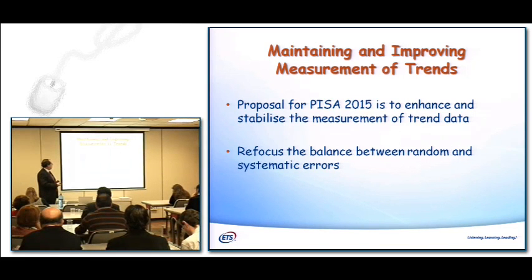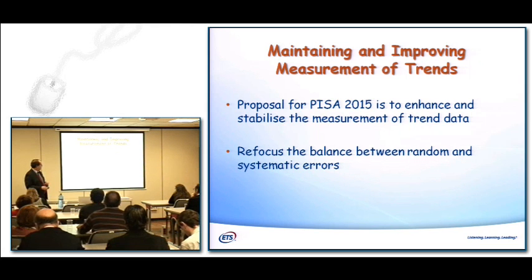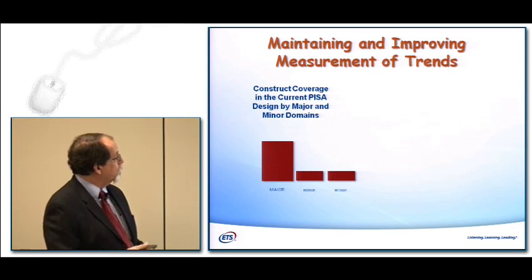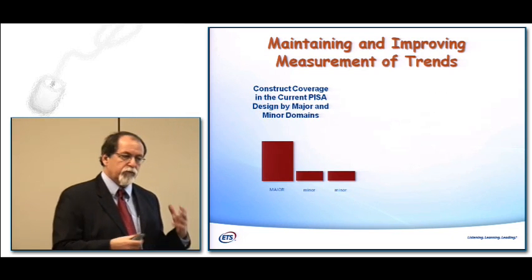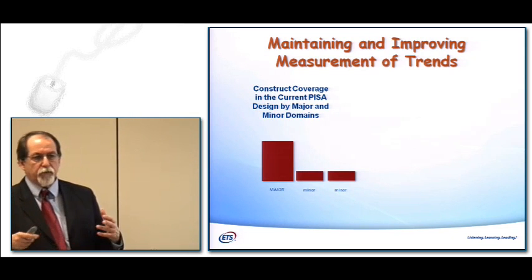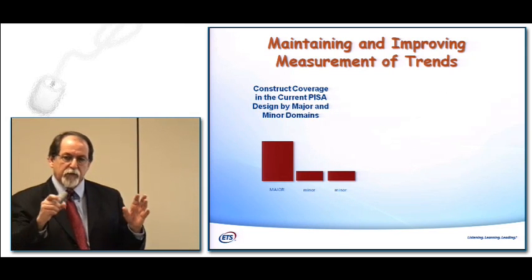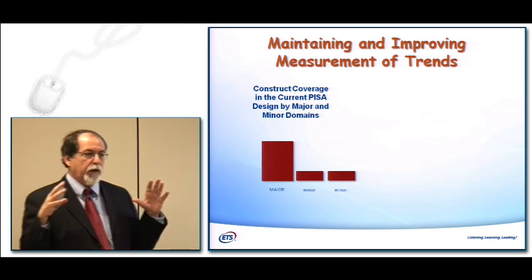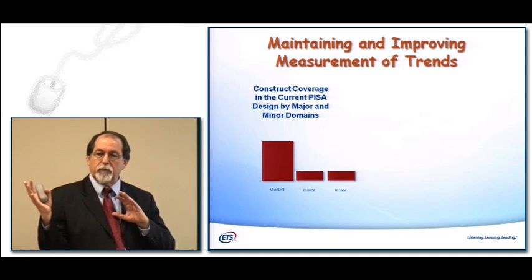So we wanted to see if we could come up with a conceptual design that would enhance and stabilize the measurement of trend. And we wanted to refocus the balance between random and systematic errors to improve measurement. So I want to spend some time talking about that. If you think about PISA, PISA differs from most other assessments that I'm aware of in the sense that it really uses 9-year cycles, right? So it has this concept of major and minor domains.